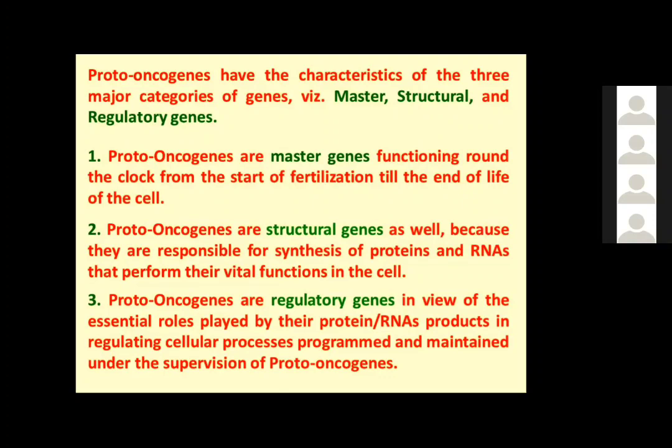Proto-oncogenes have the characteristics of these three major categories of genes. They are master genes. They function around the clock. من أول ما الزاجل بتتكون till the cell dies. Oncogenes are structural genes because they responsible for synthesis of proteins, RNA. Well, proto-oncogenes are regulatory genes as well because they, through their protein or RNA products, they regulate cellular processes programmed and maintained under the supervision of these genes.